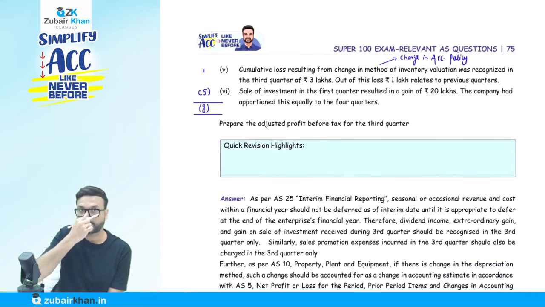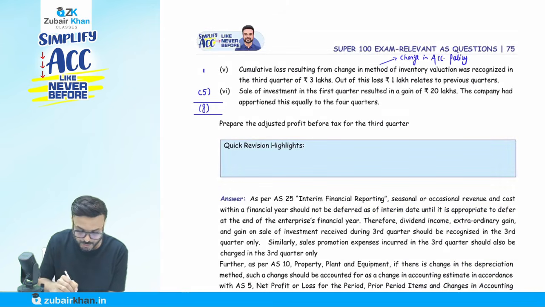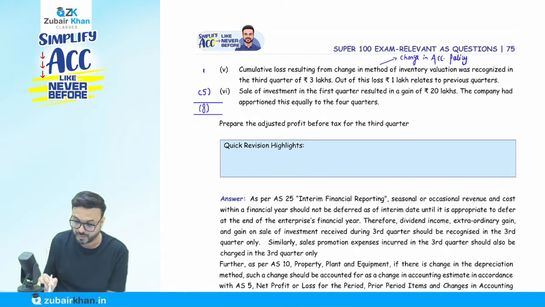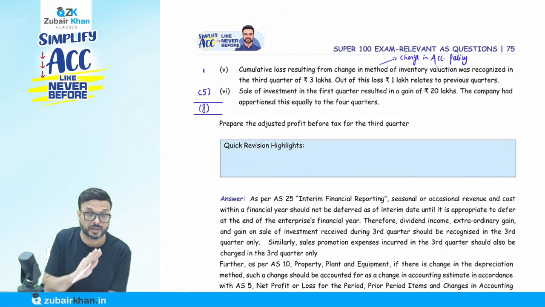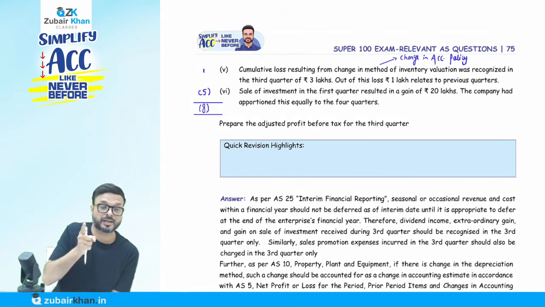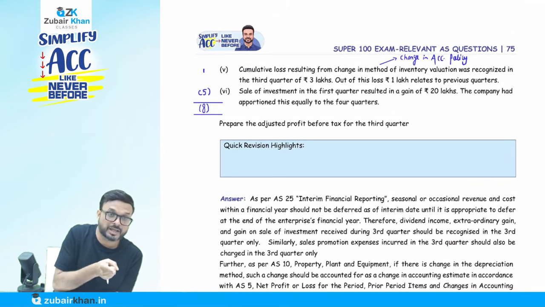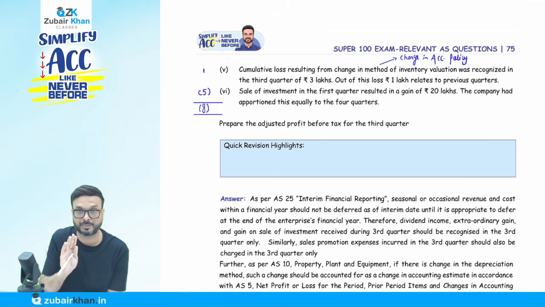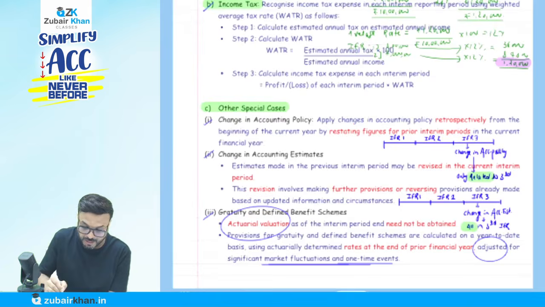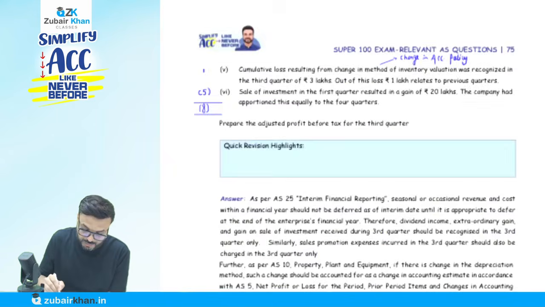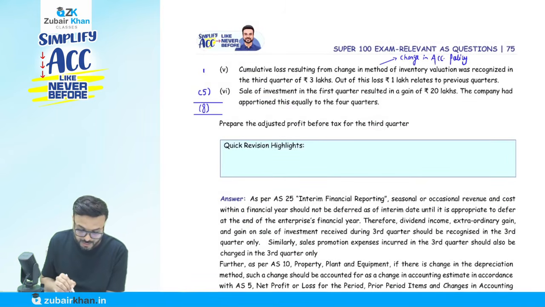Okay, next. This is a cumulative loss resulting from the change in method of inventory valuation, for example FIFO to weighted average, AS 2. First of all, what is the change? It is a change in accounting policy. Change in method of depreciation is change in accounting estimate. Change in method of inventory is change in accounting policy. Remember this. So we are going to recognize only what is related to that particular quarter. So what is going to happen now? The third quarter is how much?